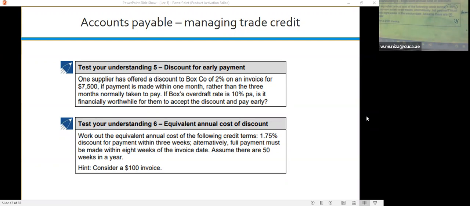19.3%. Okay. Correct. If you are going to get the same answer, then it's correct. The formula would be 1 plus 1.75 divided by 98.25, raised to the power 50 divided by 5, minus 1.